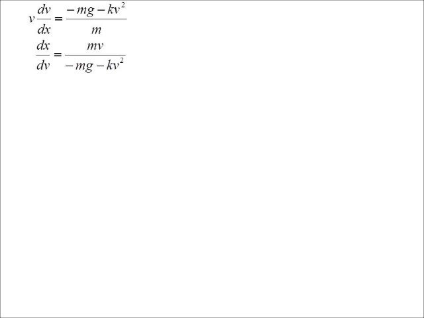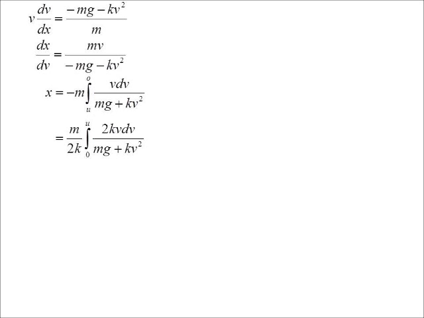Divide through by v and turn it upside down. And I get mv on minus mg minus kv squared. So my expression for displacement, I'm doing it as a definite integral. Initial velocity was u. We're going up to when it stops, so a velocity of 0.